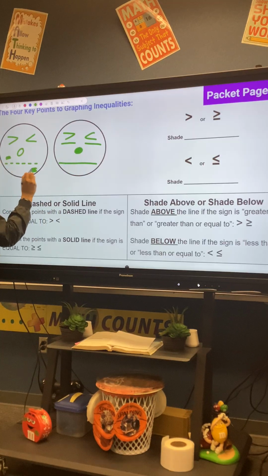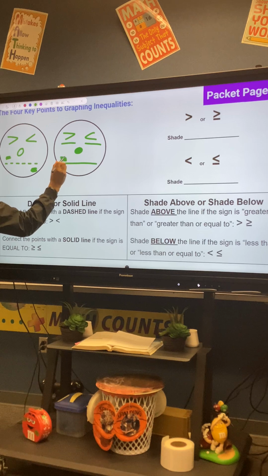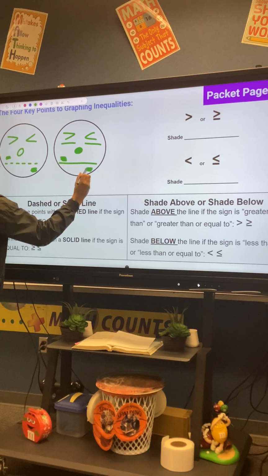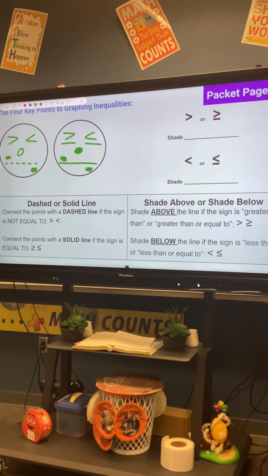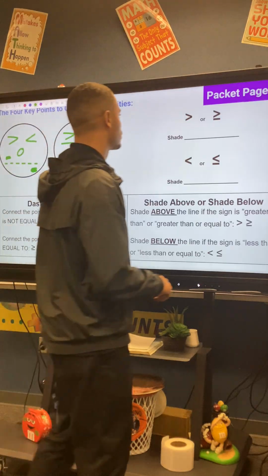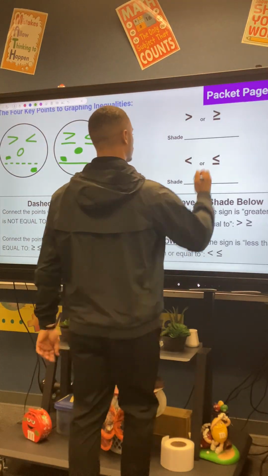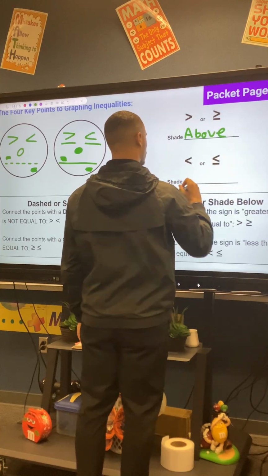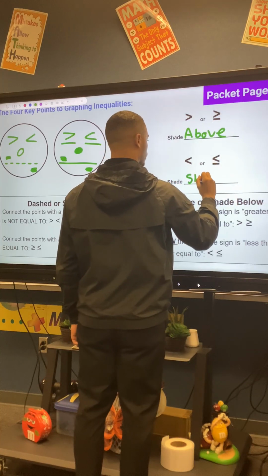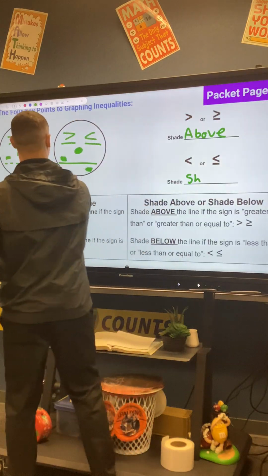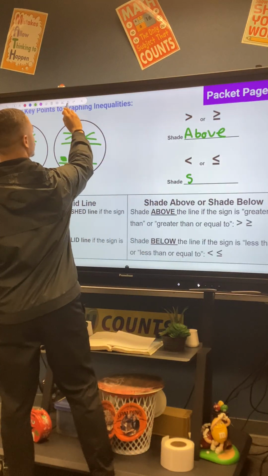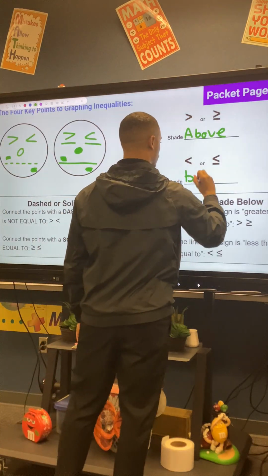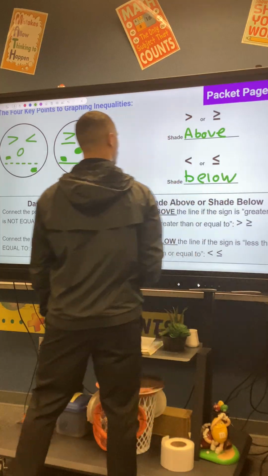These are the inequality faces. With the inequality faces, if you're graphing an inequality on the number line, that circle is open. If you graph an inequality with a greater than or equal to or less than or equal to, that circle is closed. That's why you have the noses. If you have a greater than sign, you're going to shade above. If you have the lesser sign, you're going to shade below.